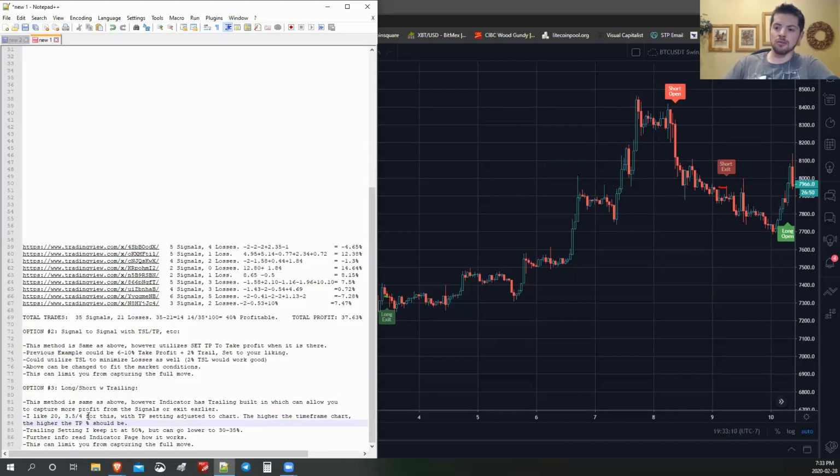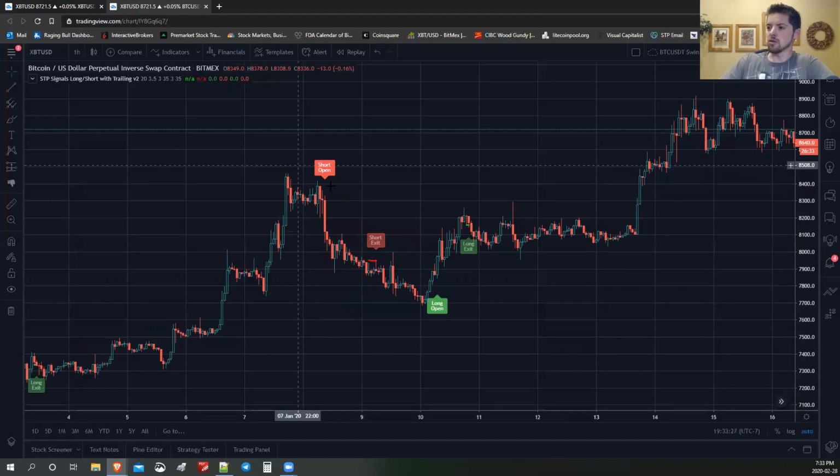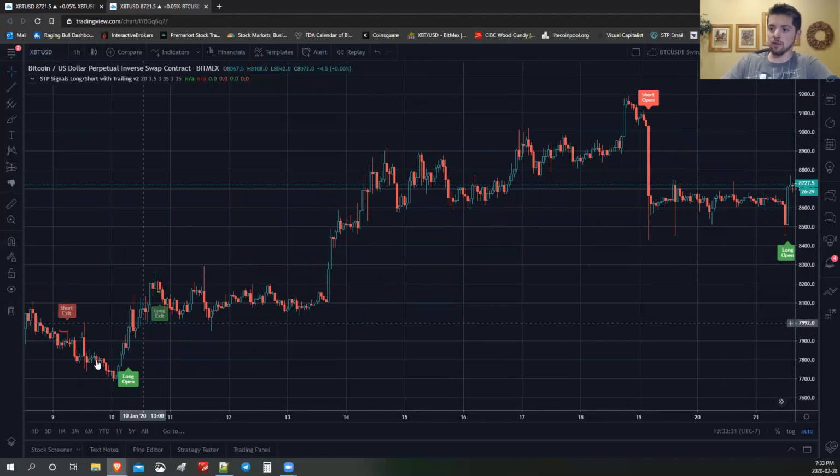Long and short with trailing method, the trailing setting on the indicator, I keep it at 50%. You can go lower to 30 to 35%, kind of up to the end user. For further info, definitely read the indicator page, how it works. And as said before, this can limit you from capturing the full move, right? So, generally speaking, these are all pretty good signals. You're not catching the full move.